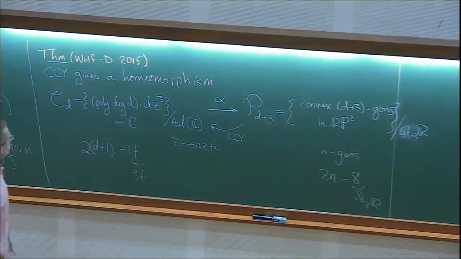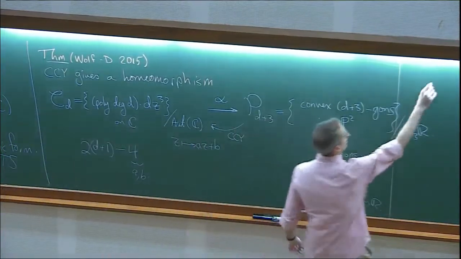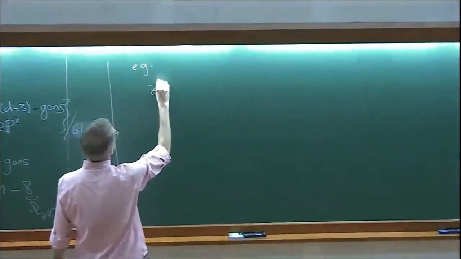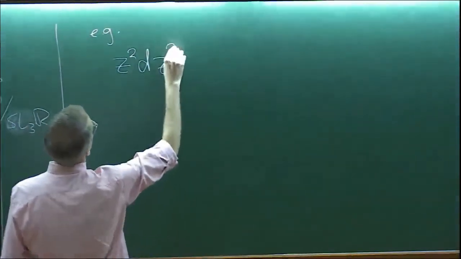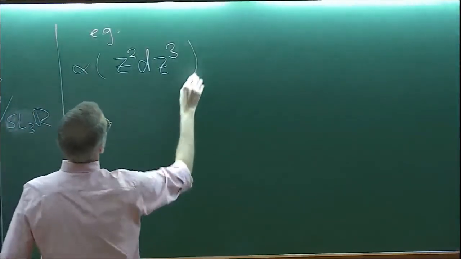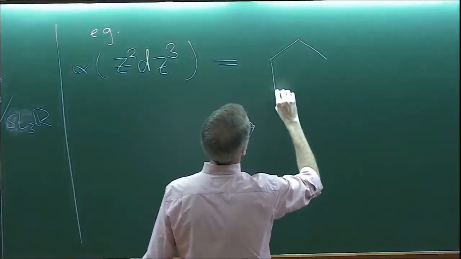So let me give you one example of what this construction would relate. For example, if you look at the cubic differential z squared dz cubed, what could that be? Its image under alpha should be some kind of polygon with 5 vertices. It turns out it gives the equivalence class of the regular pentagon.